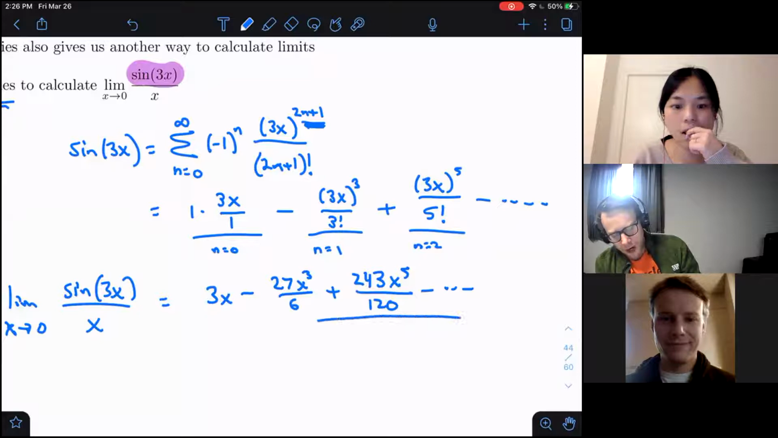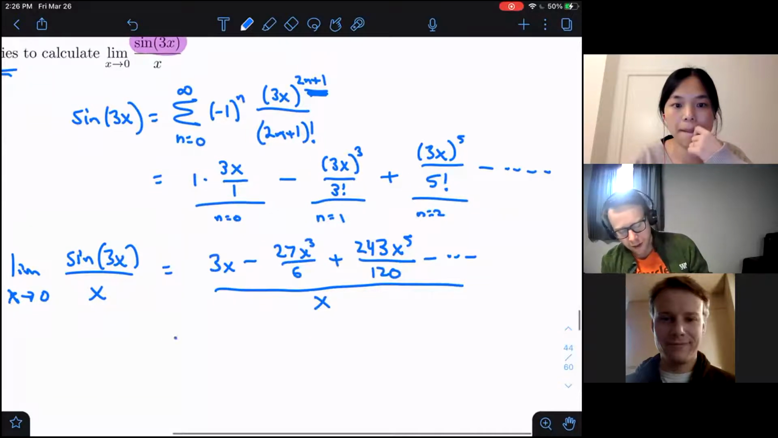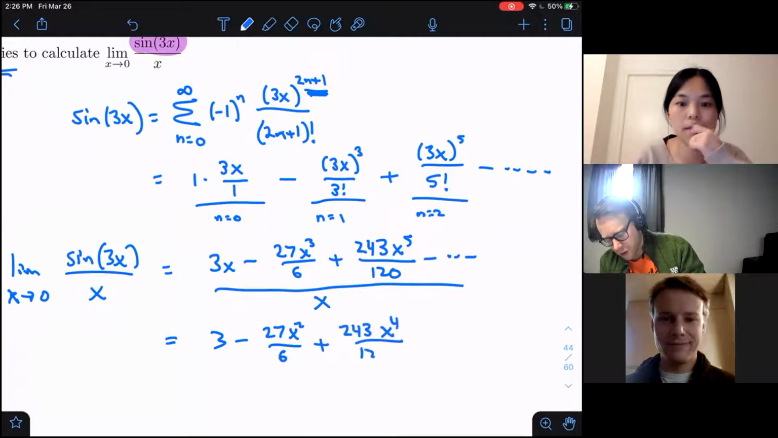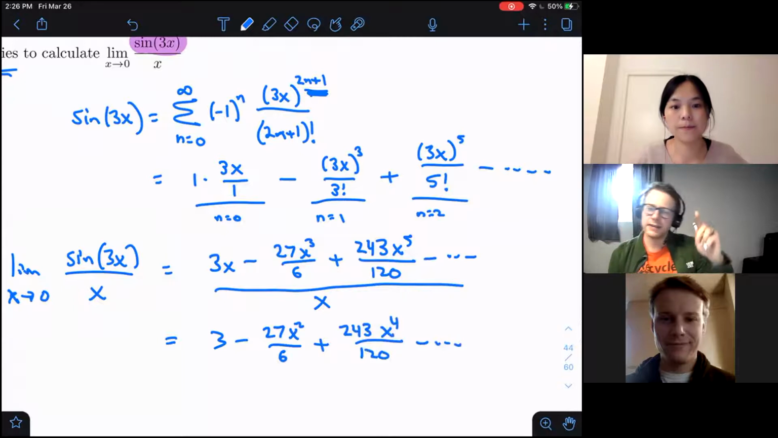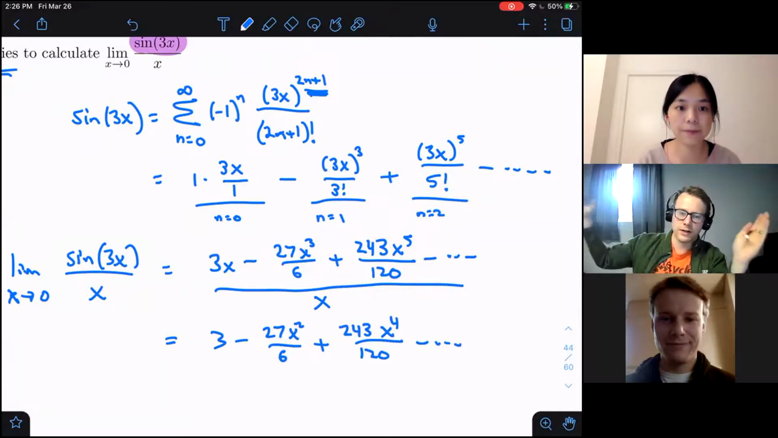And if I was to go ahead and divide all of these things by x, well, there's going to be a lot of cancellation that happens here, right? We're going to have a 3, x divided by x. Then we're going to have minus 27x squared divided by 6. Then we're going to have plus 243x to the 4th divided by 120, right? 1x cancels from every single term when we take this full, this infinite series and divide each term by x.